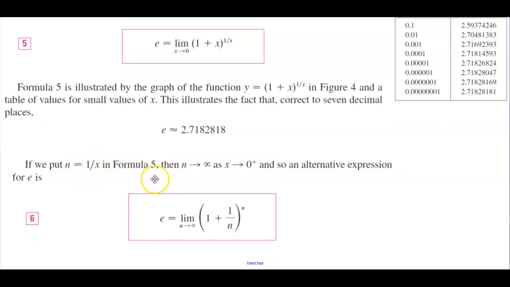Now, if we let n equal 1 over x, so substitute 1 over x to be n, then we can see in formula 5 that n approaches infinity as x approaches 0 from the right. And so as an alternative expression for e, we have definition 6. e is equal to the limit as n approaches infinity of 1 plus 1 over n to the nth power.